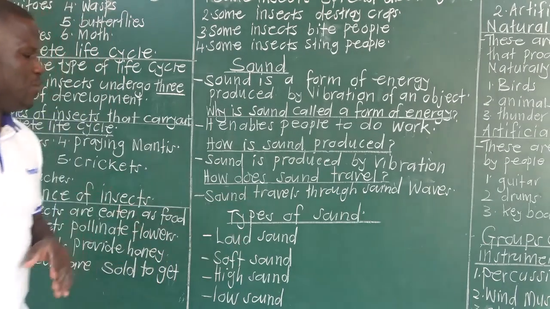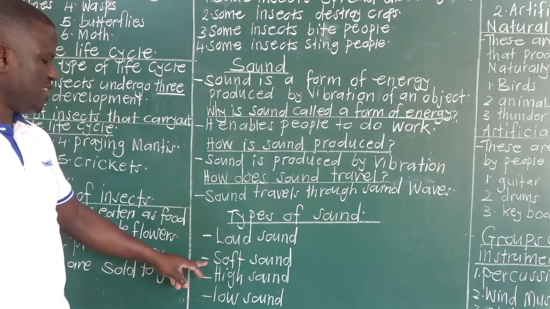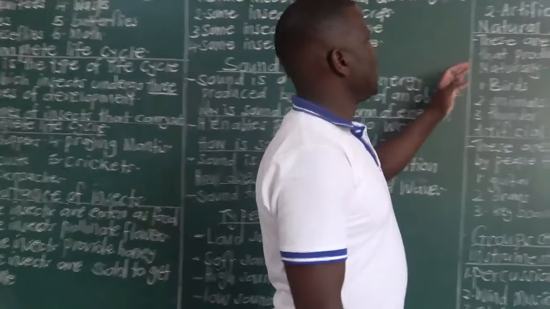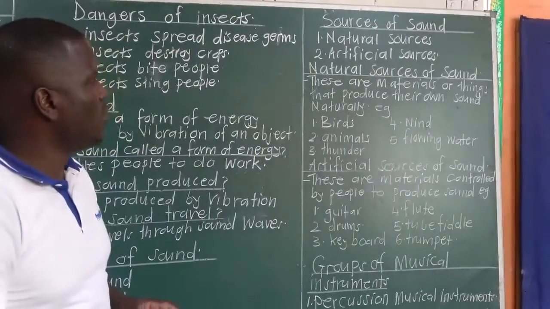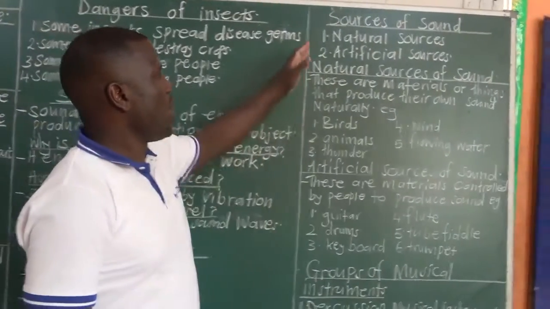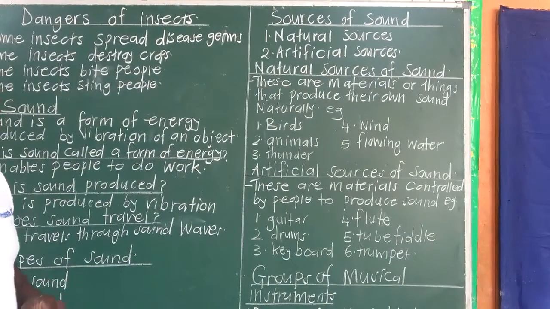We have types of sound. We have 4 types of sound. We have loud sound, soft sound, high sound, and low sound. Next, look at sources of sound. We have 2 major sources of sound. We have natural sources of sound and artificial sources of sound.